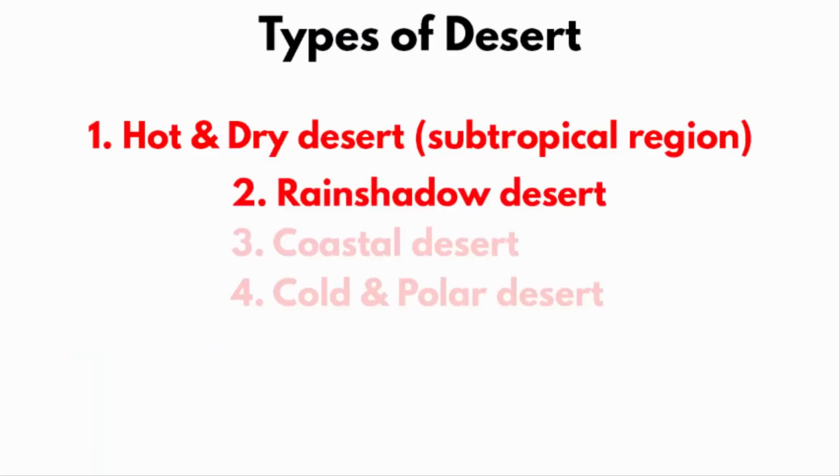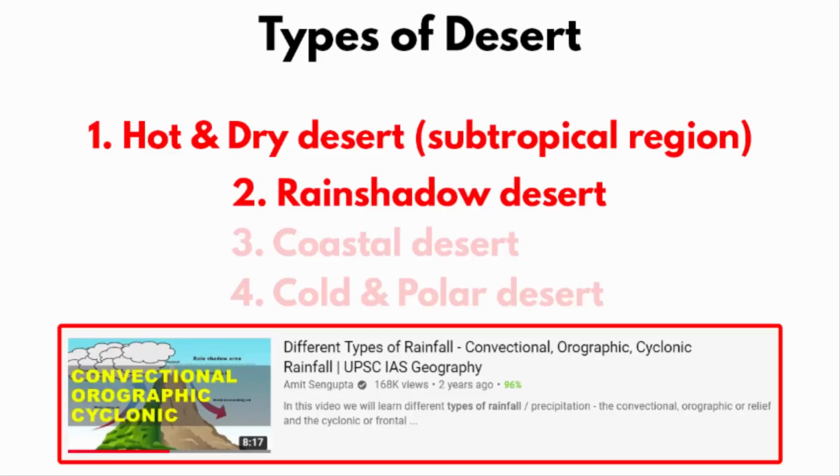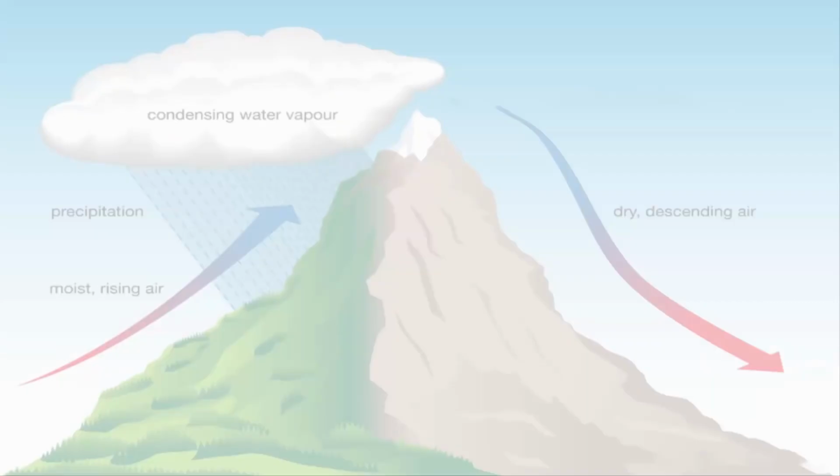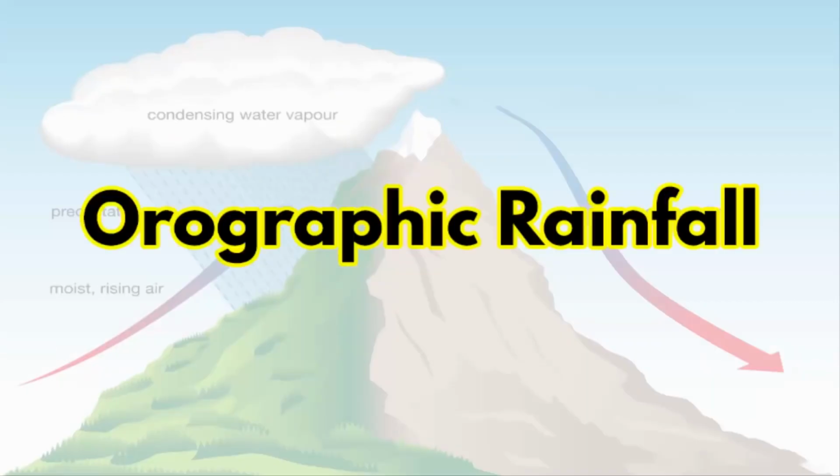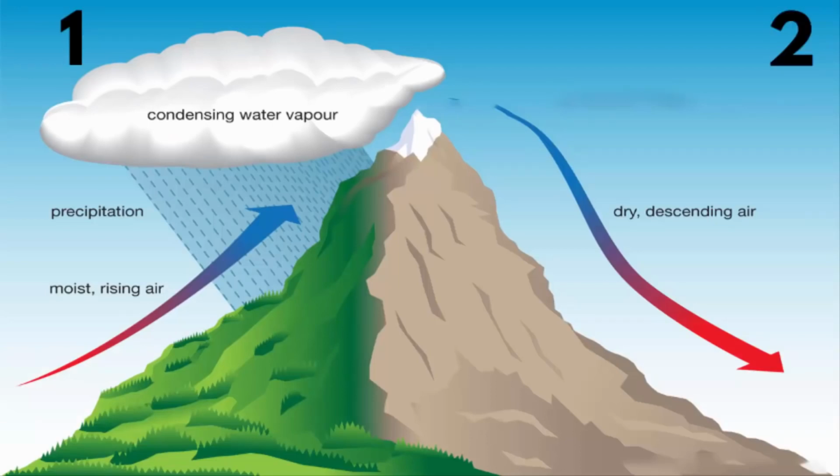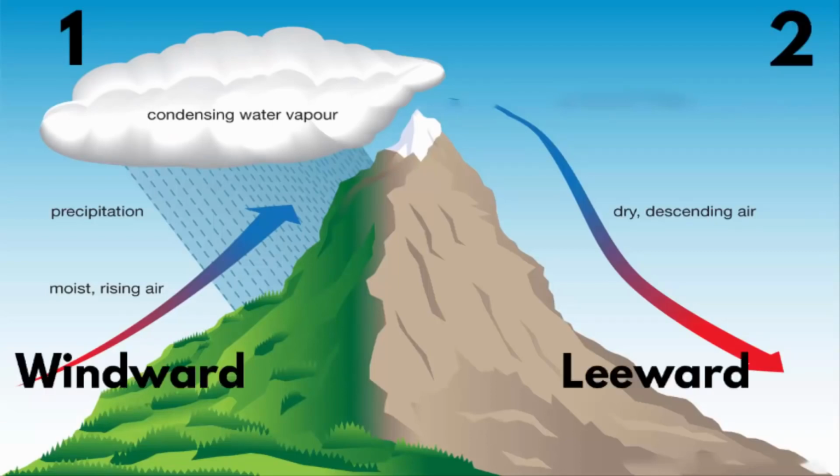The second type of desert is rain shadow desert. I want you to watch the video where I have explained different types of rainfall. In that, I have explained about orographic rain. So there are 2 sides of a mountain. One is the windward side and the other is the leeward side.